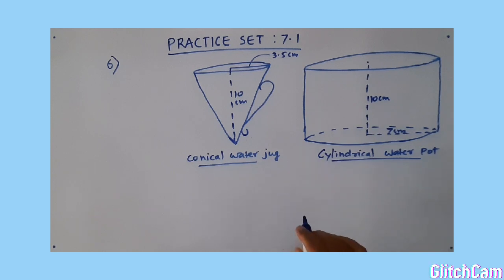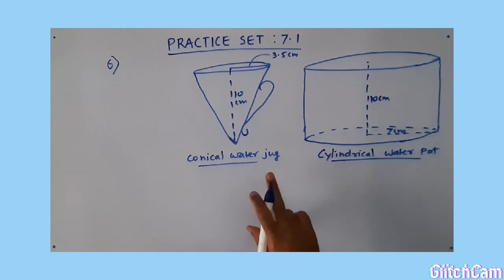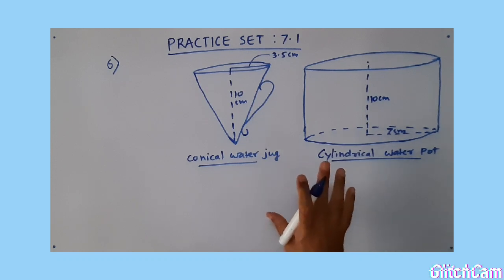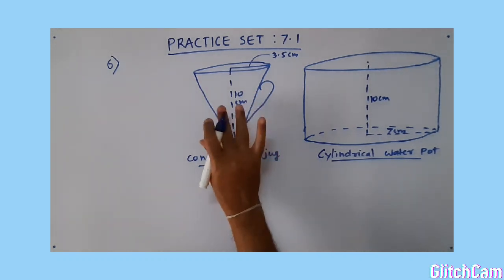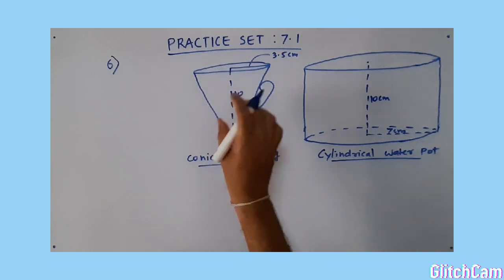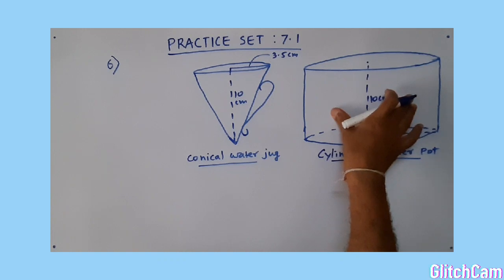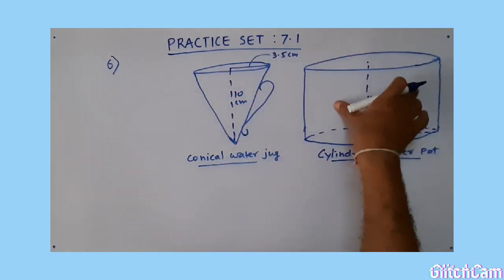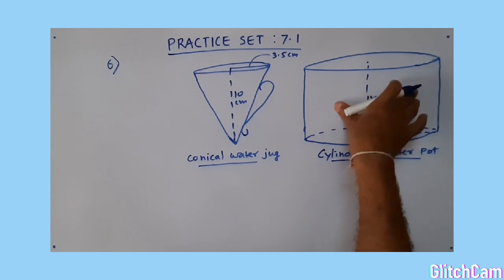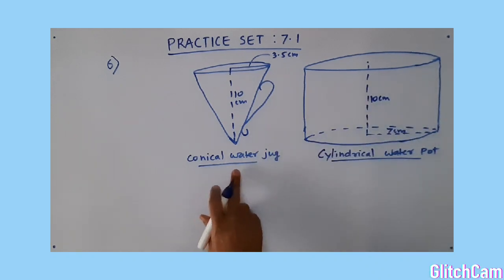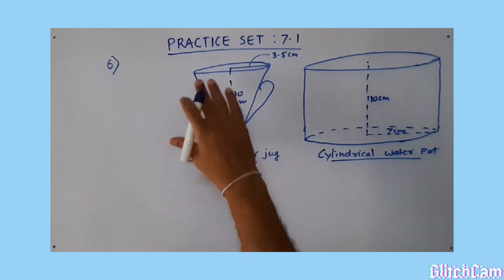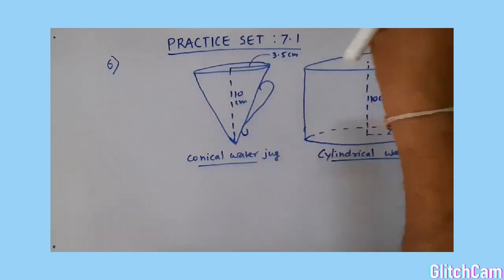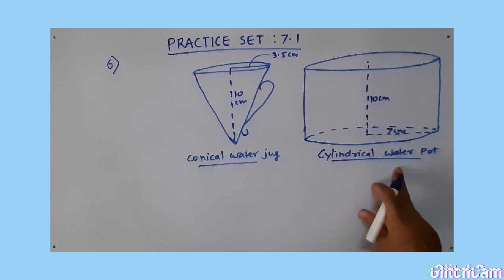This type of sum they have asked. So is it a conversion type of sum? No, it is not just like the previous sum. Here there is no conversion, but with one particular shape of the figure, we have to fill another shape of the figure. That means this is a cone, and we have to use the cone to fill the cylinder. So in such case, to find how many such conical water jugs are needed to fill this cylindrical water pot.